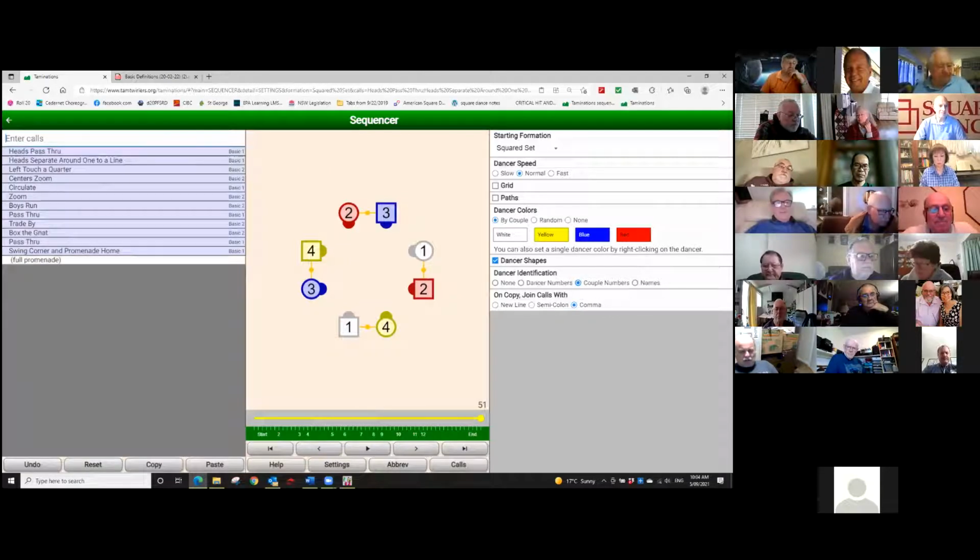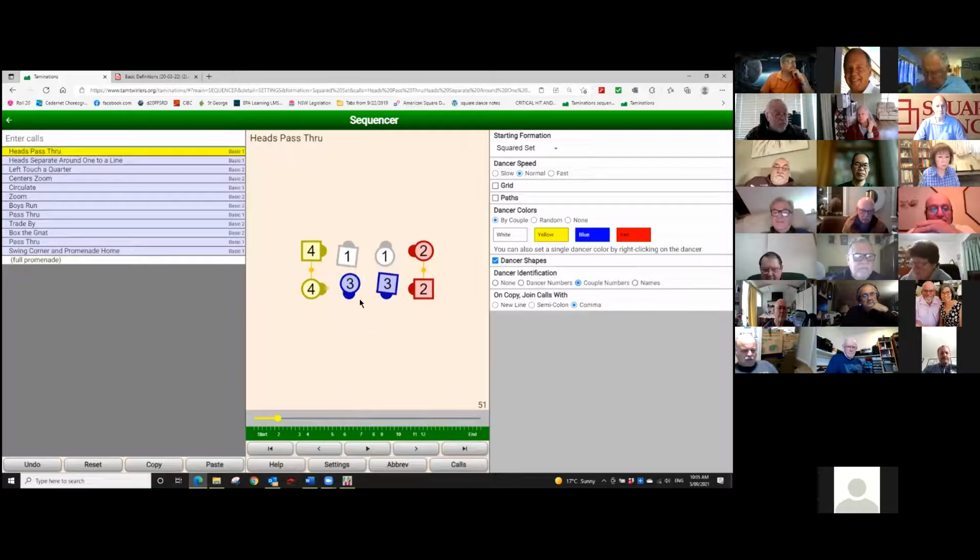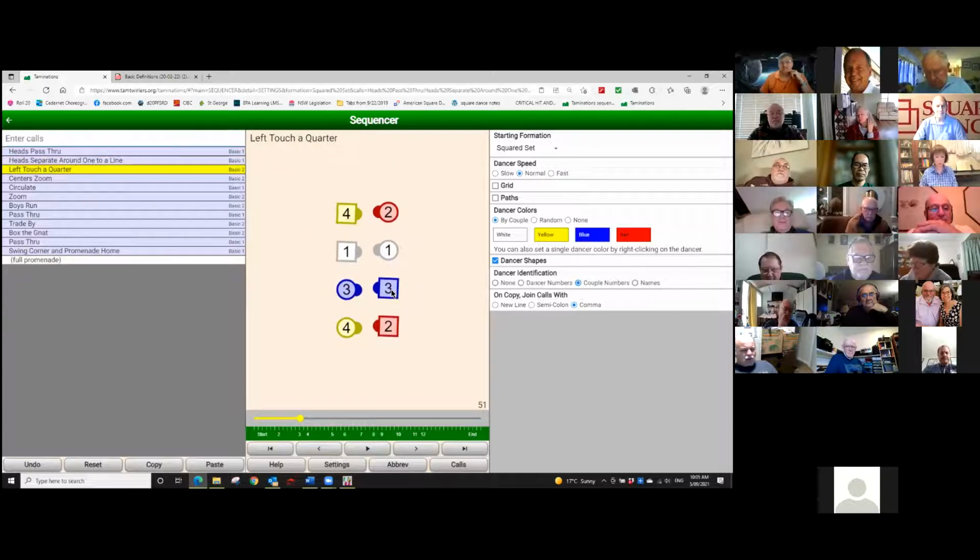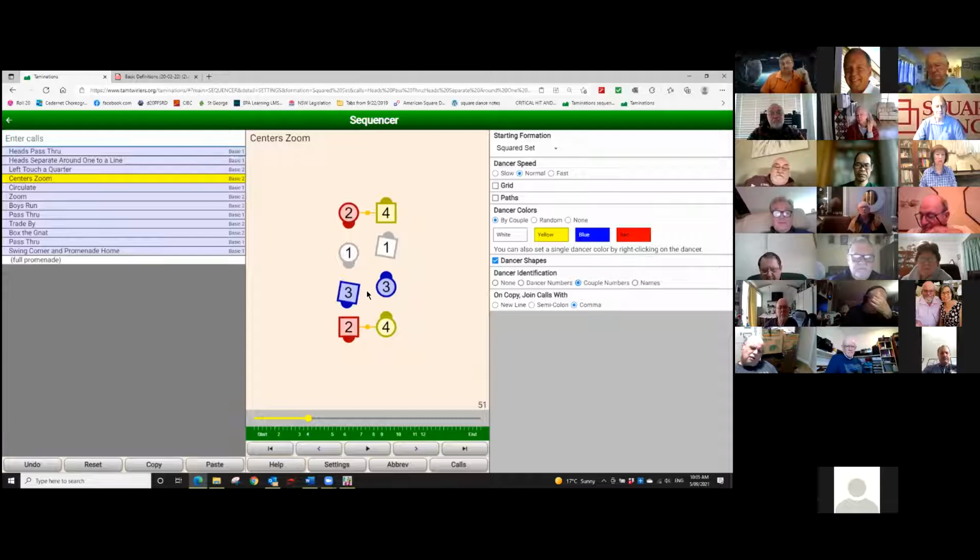It's fine. However, let's have a look at the actual choreography. So we've got pass through, separate around one. We've talked about that, and that is a good alternative to star through and zoom. Left touch a quarter, and that is immediately followed by a centers zoom, which is acceptable because we're just having the centers. We've got leaders and trailers. Now, what do you think about that choreography of left touch a quarter followed by a centers zoom?